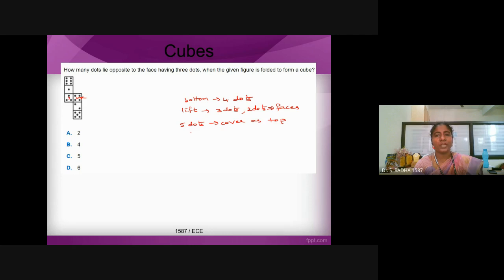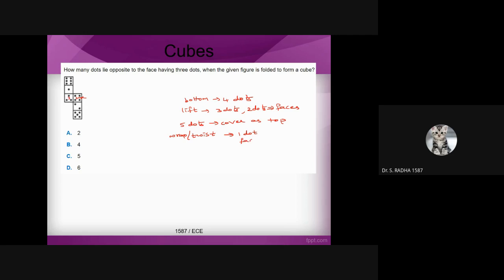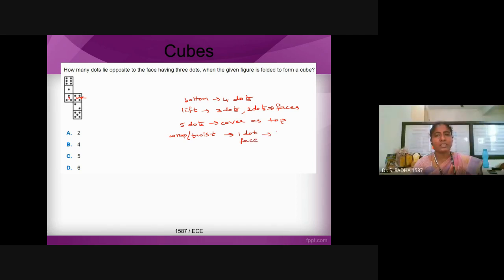So 4 and 5 are opposite. 4 is the base, 5 is the top. Okay. After lifting 3 dots, wrap or twist the 1 dot. It will become a face. Continuously, the 6 dots will come as a face.